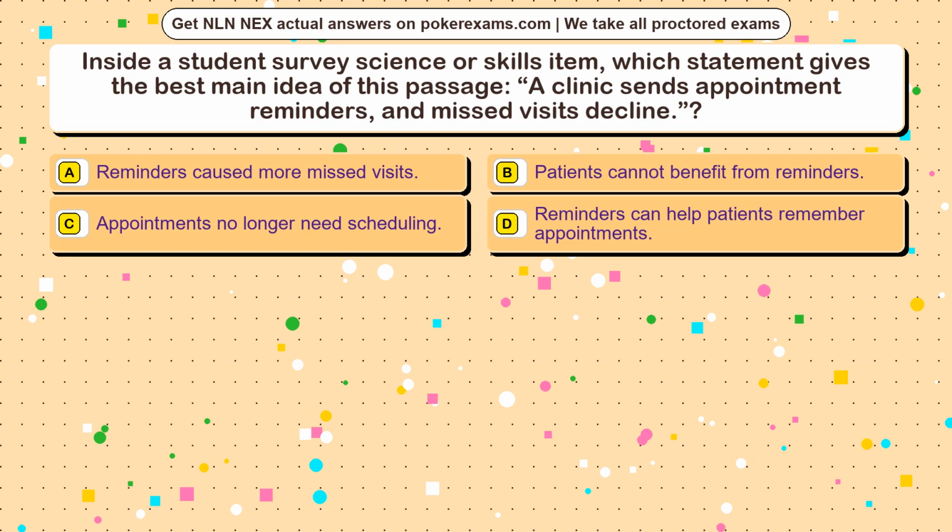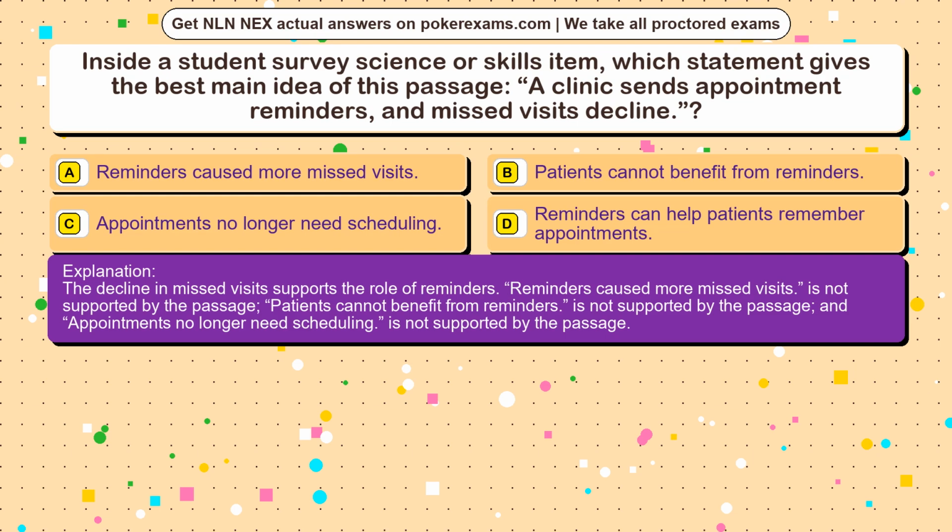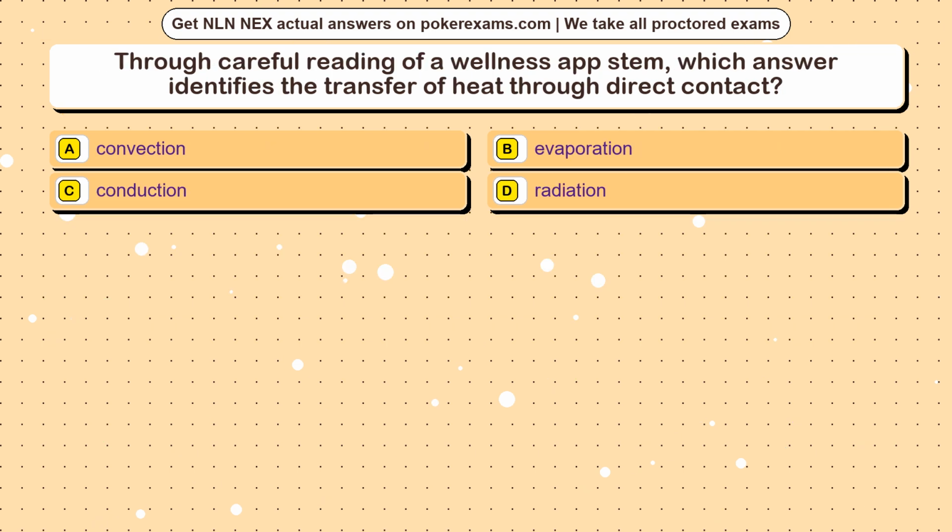The correct answer is option. The decline in missed visits supports the role of reminders. Reminders caused more missed visits is not supported by the passage. Patients cannot benefit from reminders is not supported by the passage, and appointments no longer need scheduling is not supported by the passage.